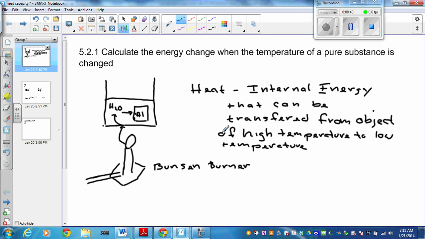So the way we define heat is the idea that it's the internal energy that can be transferred from an object of high temperature to low temperature. So the Bunsen burner initially was the highest temperature. The glass becomes hot. The hot glass transfers heat to the water, and the hot water transfers heat to the aluminum. So we're going to take a look here at calculating energy changes when temperature actually itself also changes.